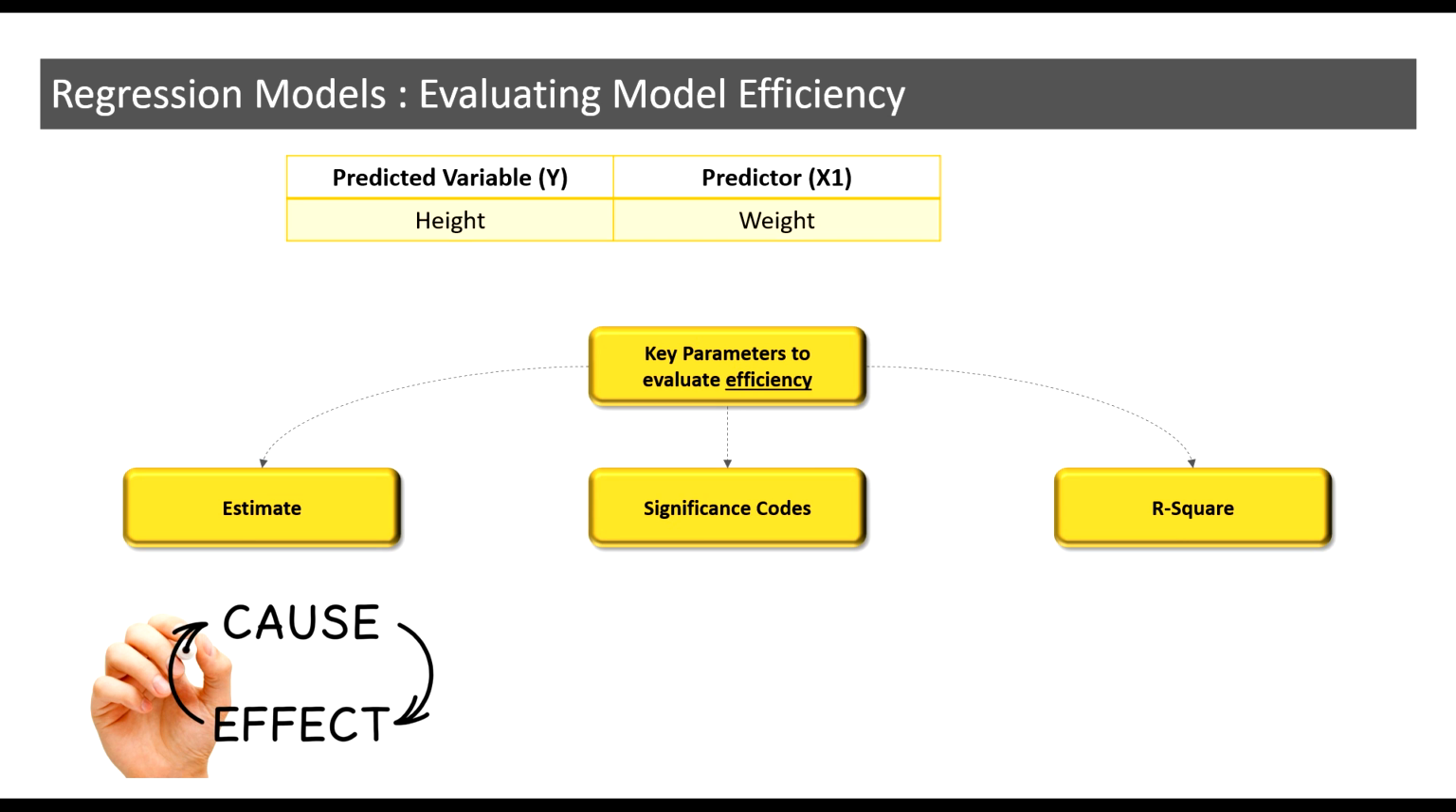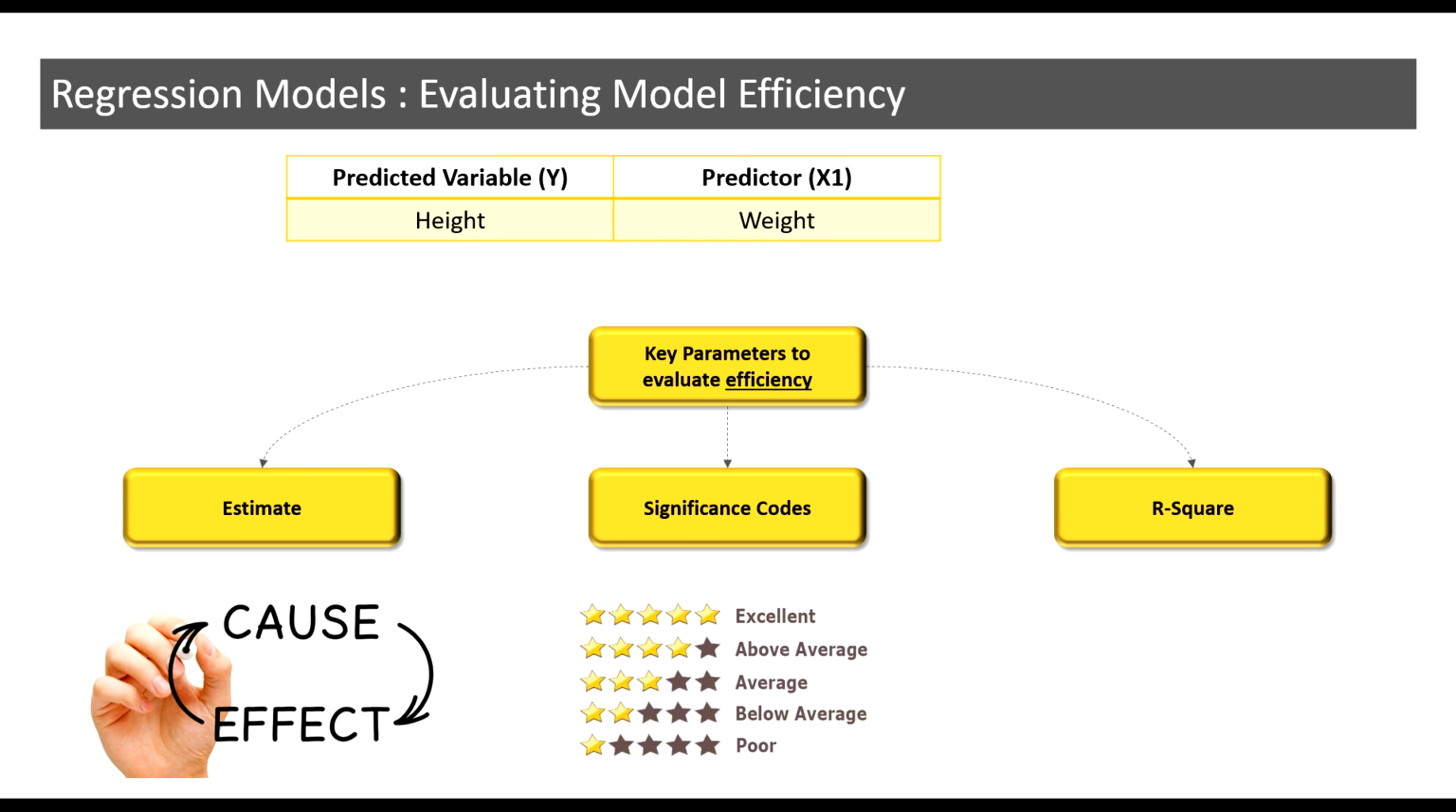The next parameter is significance codes. When we build regression models in R, we get significance codes. These codes are essentially star ratings assigned to a given predictor. Significance codes will help us assess the quality of the predictors. Here, if the variable weight gets a higher star rating, it implies that it is a good predictor for height. But if it gets a lower star rating, it essentially means that it is a bad predictor.